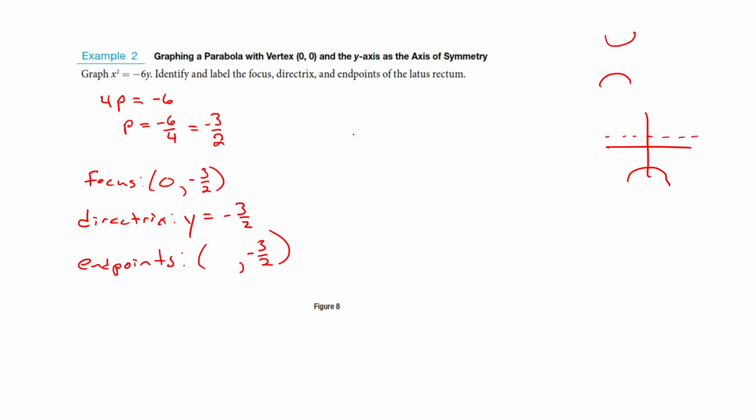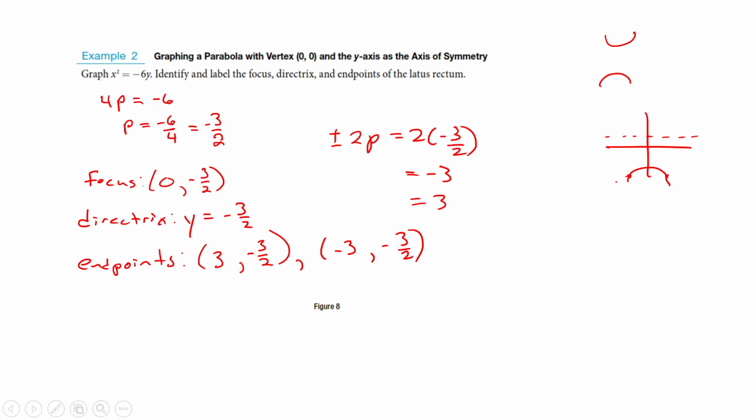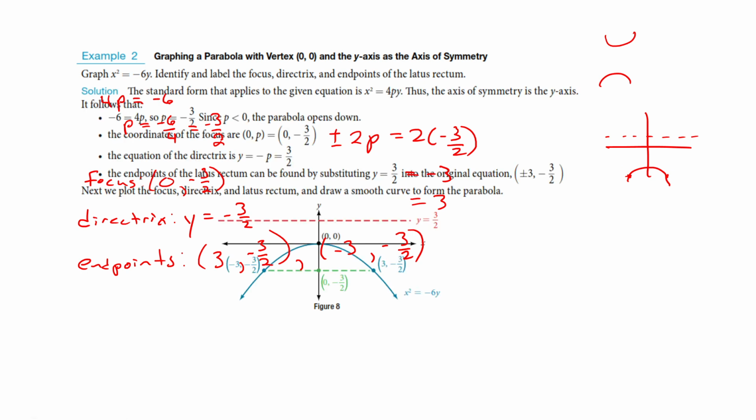Now the values of the endpoints are 2p. So I have plus or minus 2p. So I get negative 3 and positive 3. So I have an endpoint at 3. So we're down at 3 halves. We'd have an endpoint over here at positive 3. We'd have one here at negative 3. I did a bad job of writing over that. But here's all the points we need.